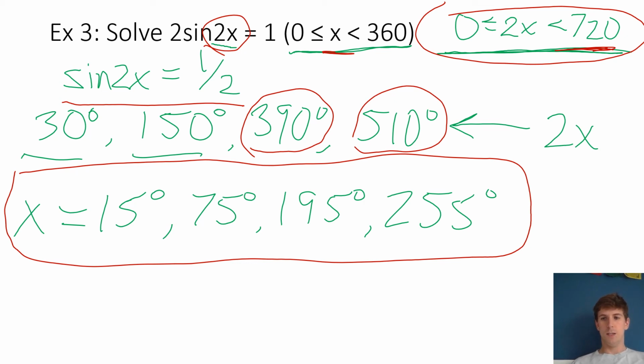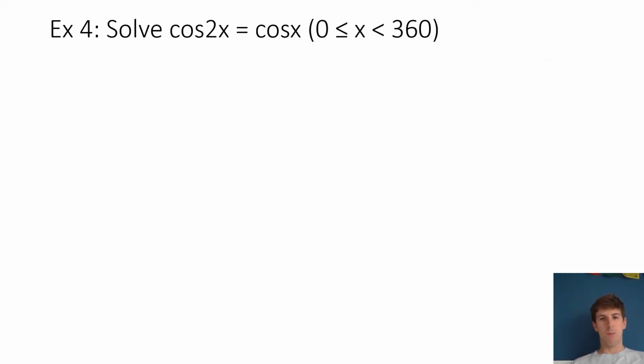All right, last example here. It's going to be another one where we have terms in both 2x and x, but this time we're in degrees. Same situation as we did before: we want to convert it all into functions of x, and then we want to solve it.